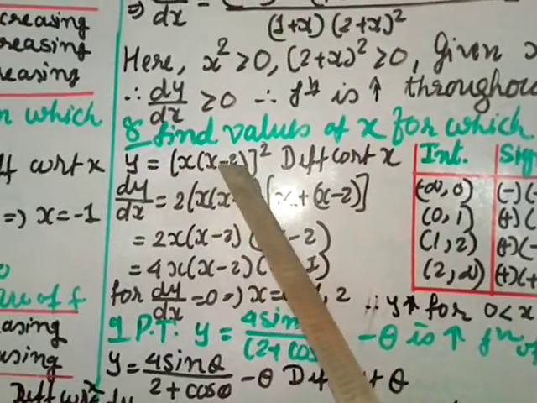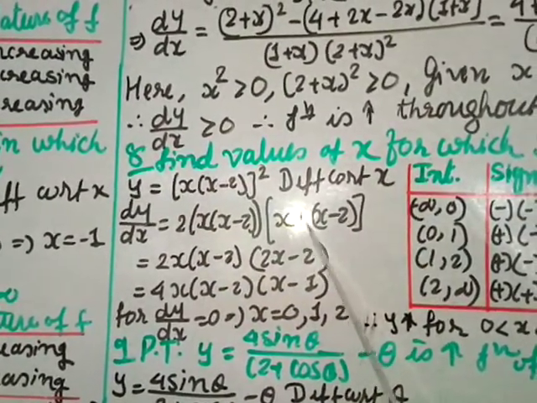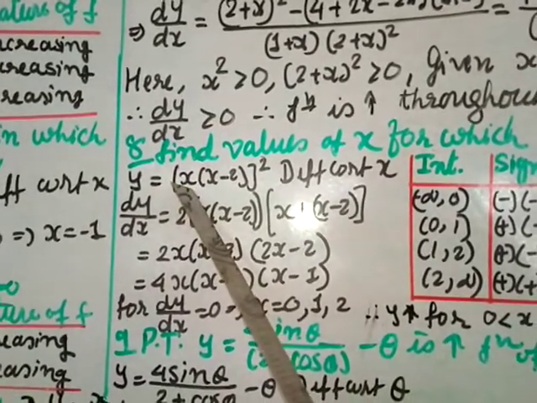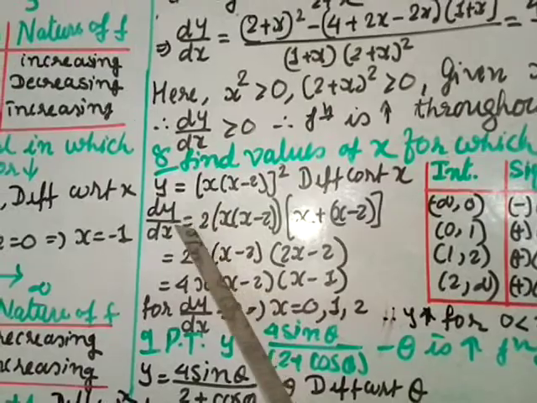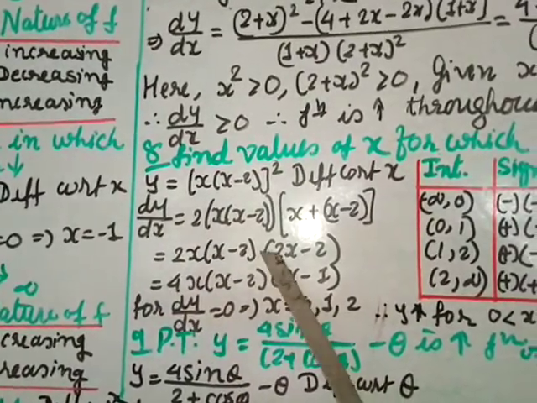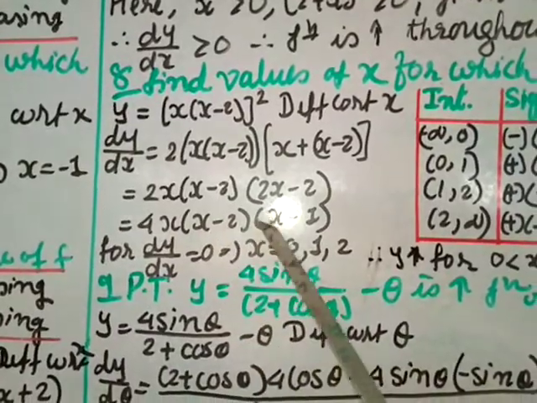Then u into v I am doing. So x as it is, differentiate x minus 2 will be 1 only, plus x minus 2 as it is, derivative of x is 1. So x plus x is 2x minus 2, and this 2x I am writing here. Okay, then from here I am taking 2 common and multiplying here. So 4x, x minus 2, x minus 1.